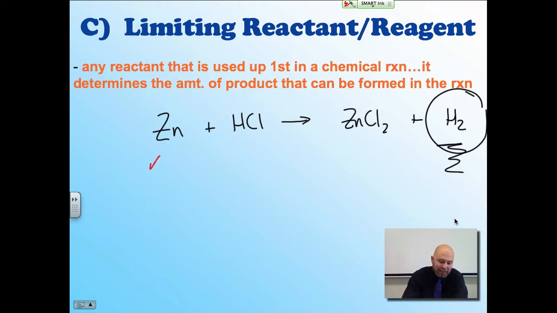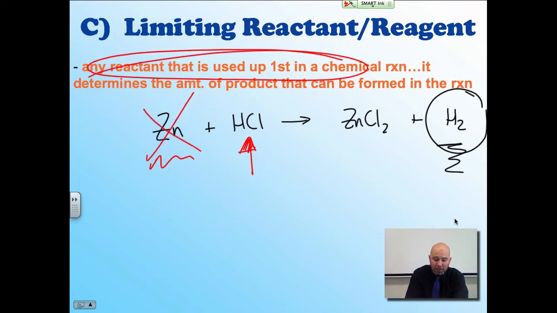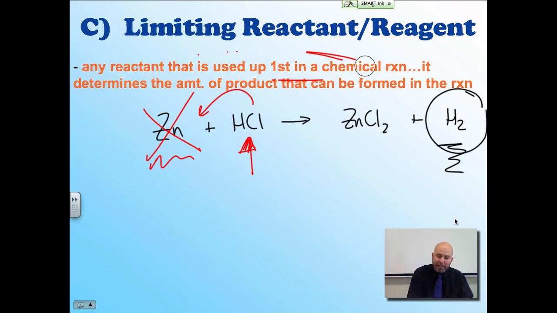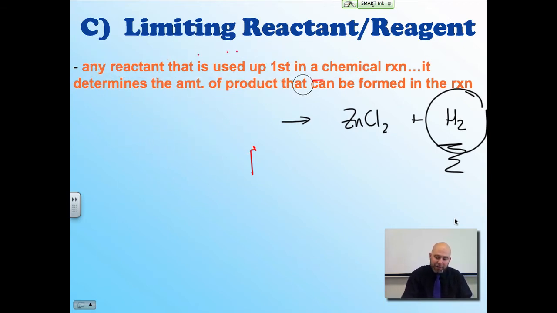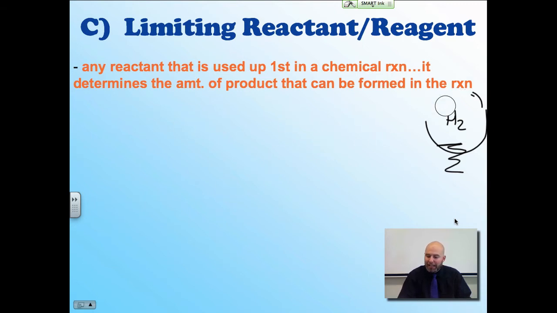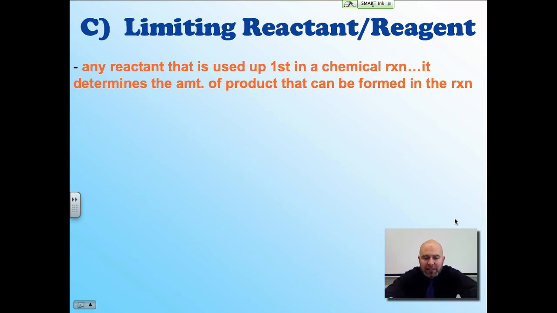But if I'm limited by how much zinc I have, it doesn't matter if I've got a ton of hydrochloric acid. Once I'm out of zinc, once I've used it up, there's no more zinc to react with the hydrochloric acid, I'm done. So that's what a limiting reactant is. That's the definition of it, and the understanding of what a limiting reactant is versus the excess. The next video is going to describe how to solve these and what kind of problems are going to be used for that.